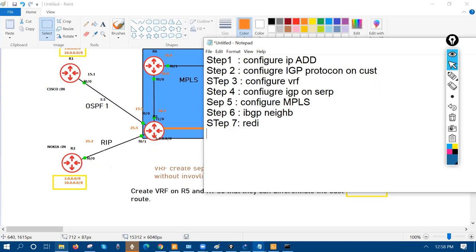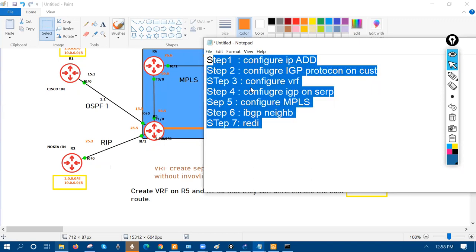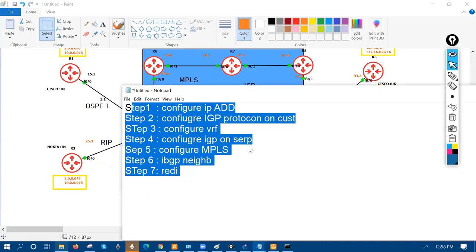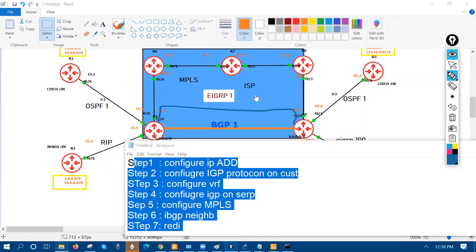Forget the RD and RT. Till this part is clear. Everything is clear? Yes, clear until here, sir. No problem at all. Now tell me, till this point, will I get the neighborship up between R5 and the other router? That is what I'm also trying to understand, sir. Will we get it or not? It comes, right? 100%. There's no concept of RD and RT in the neighborship of BGP. How can you say like this?